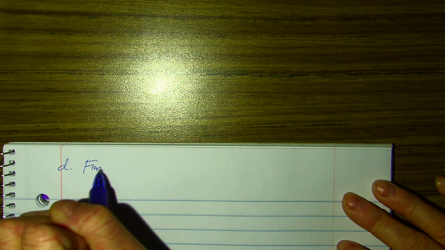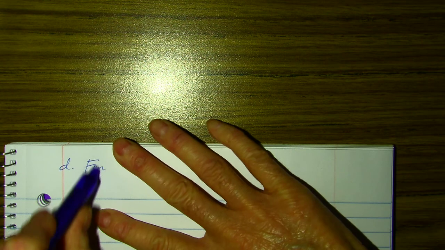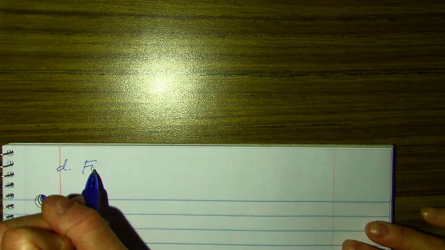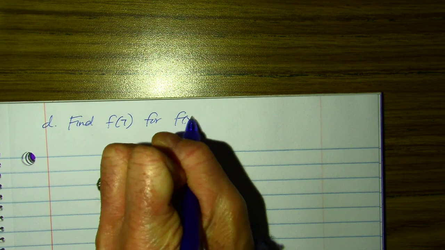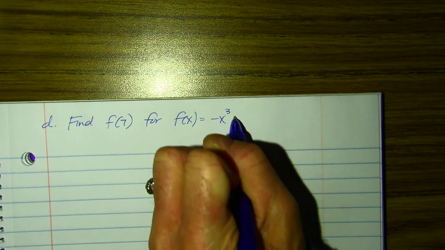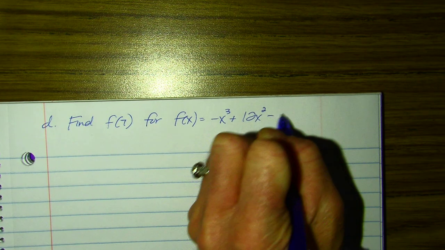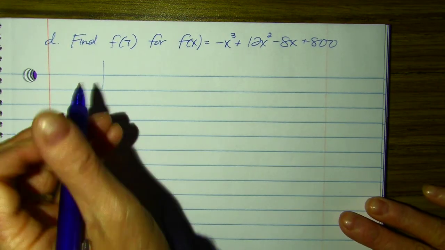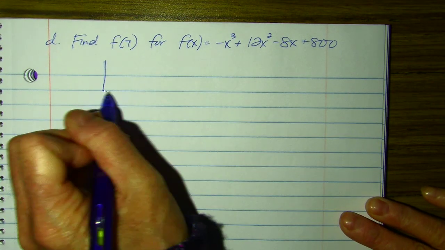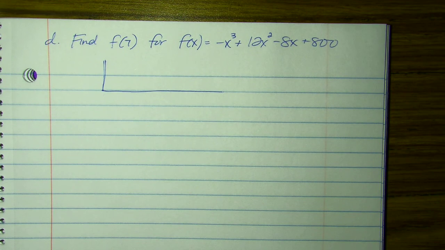One more. So part D, find, whoa, that does not look like an I and an N. So find the value of this function at 7. I know it was a word problem. For f of x equals -x cubed. I think it's student population. 12x squared minus 8x plus 800. So you can pause, see if you can set it up like part C. I'll give you a second to pause, check your work.